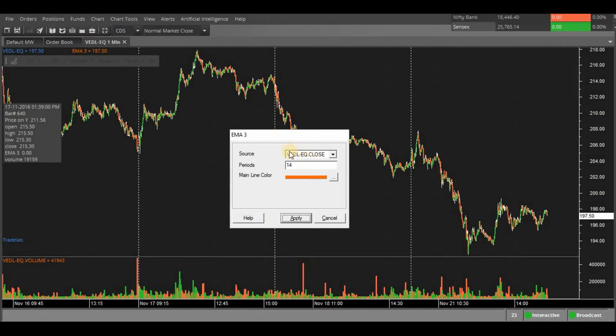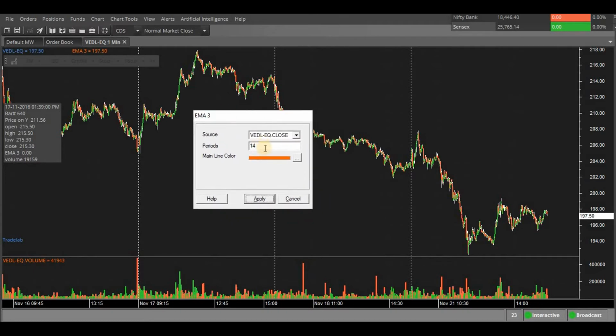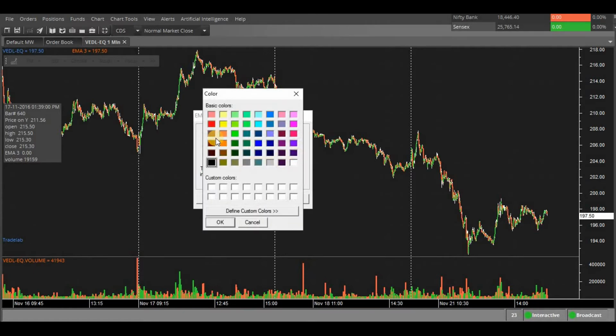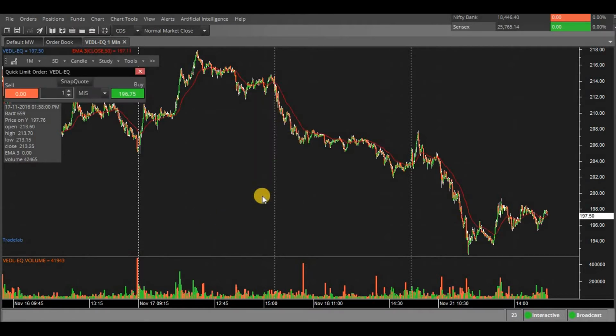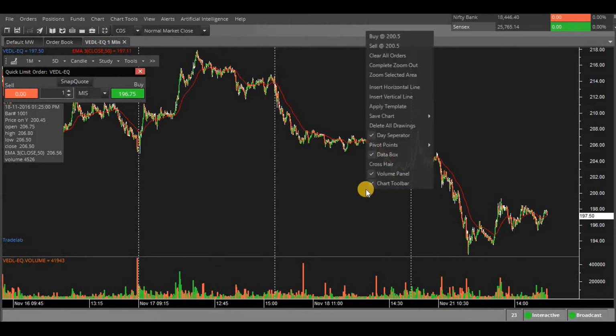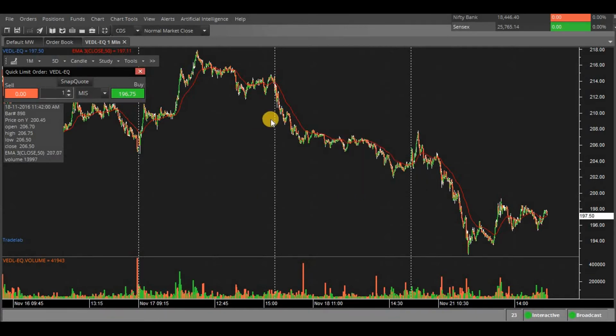Now I am going to show you, this is the period. I am choosing 50 for it. This is my favorite one for trading, and I choose the color as red. So now you can see I have applied the moving average. Now, how to trade using that moving average? You can see it here. This is the intraday chart for the last 5 days.